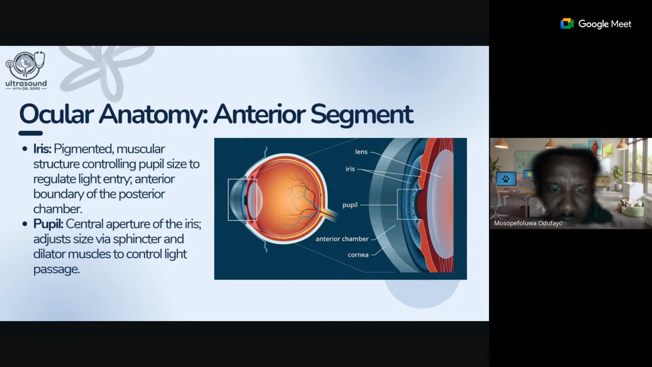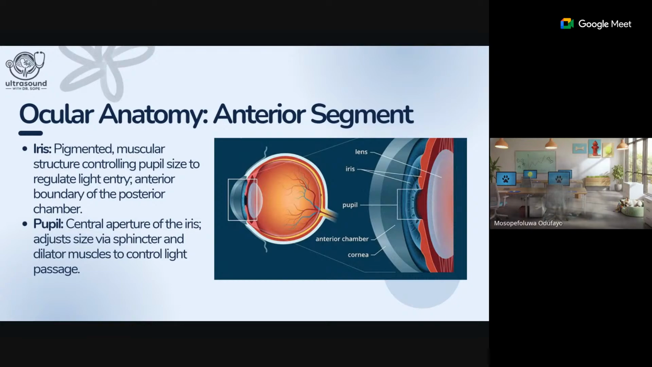So let's remember again. We drilled a hole through the cornea. We met a dome-shaped space. We explored it. It was filled with fluid. Then the back of the dome-shaped space is the iris. The iris has a hole inside. That hole is called the pupil, and that pupil is the central aperture of the iris, and it adjusts in size like a sphincter. Is that okay? To control light passage.